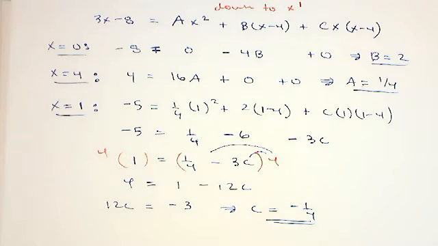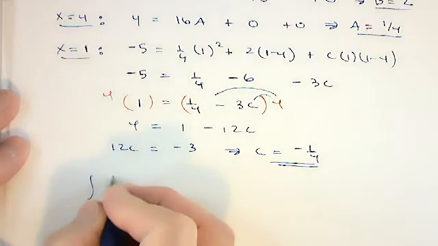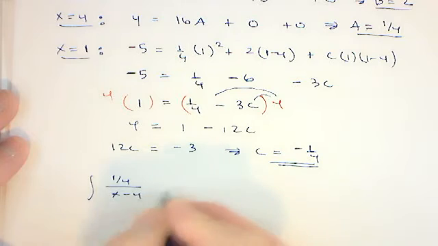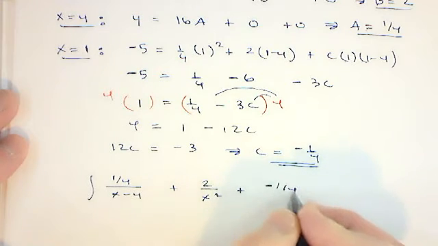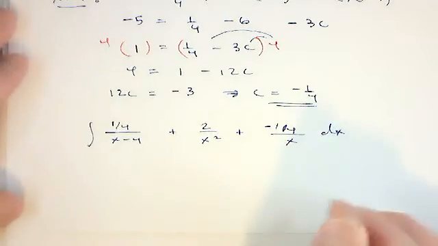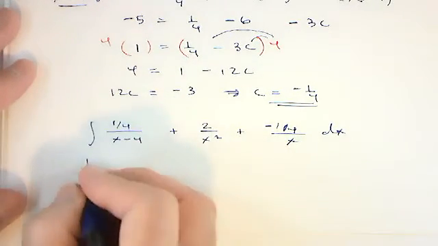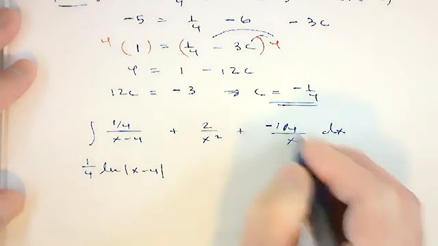Okay. So then you would just put these values into your 3 fractions. That's up here, a, b, and c, and integrate. So we have a, which is 1/4 over x minus 4. Let's just try to do these all together. B is 2 over x squared, and c was -1/4 over x. So first one, if you pull out the 1/4, that's 1 over x minus 4, which is an ln. This one's an ln.